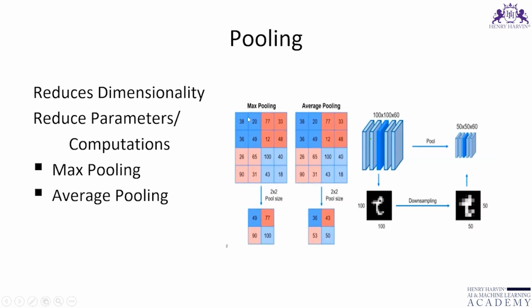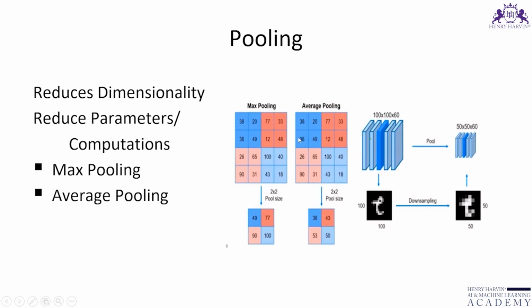Now, if it is maximum pooling, compare all these four: 38, 20, 36, 49. Which is the maximum over here? 49. 77, 33, 12, 48. Maximum is 77, right? 26, 65, 90, 31. Maximum is 90. 100, 40, 43, 18. Maximum is 100, right?